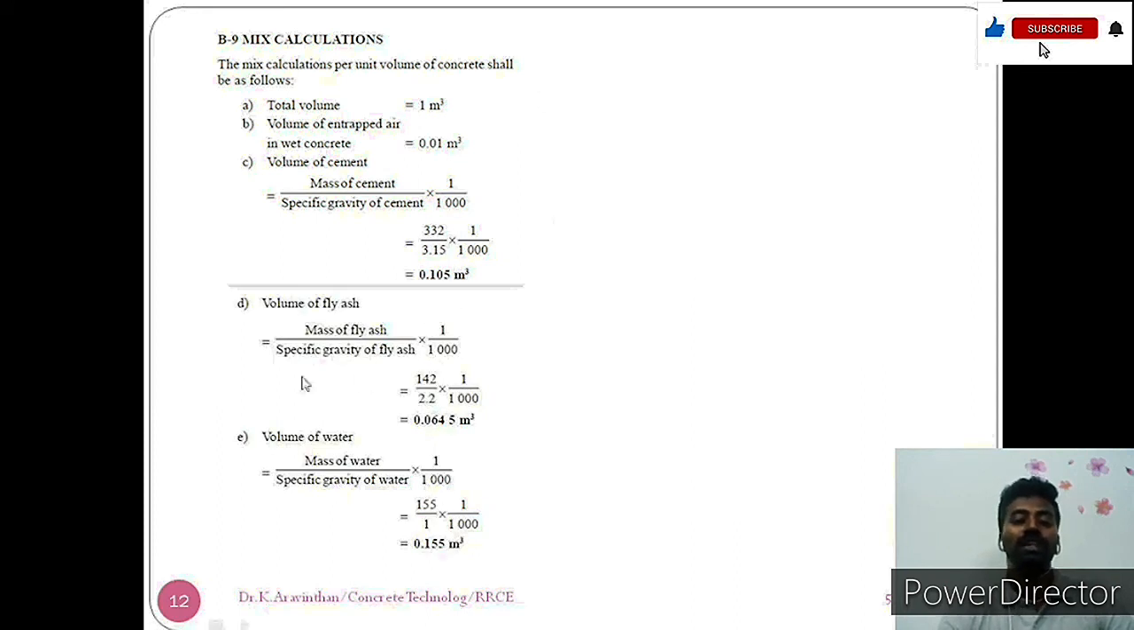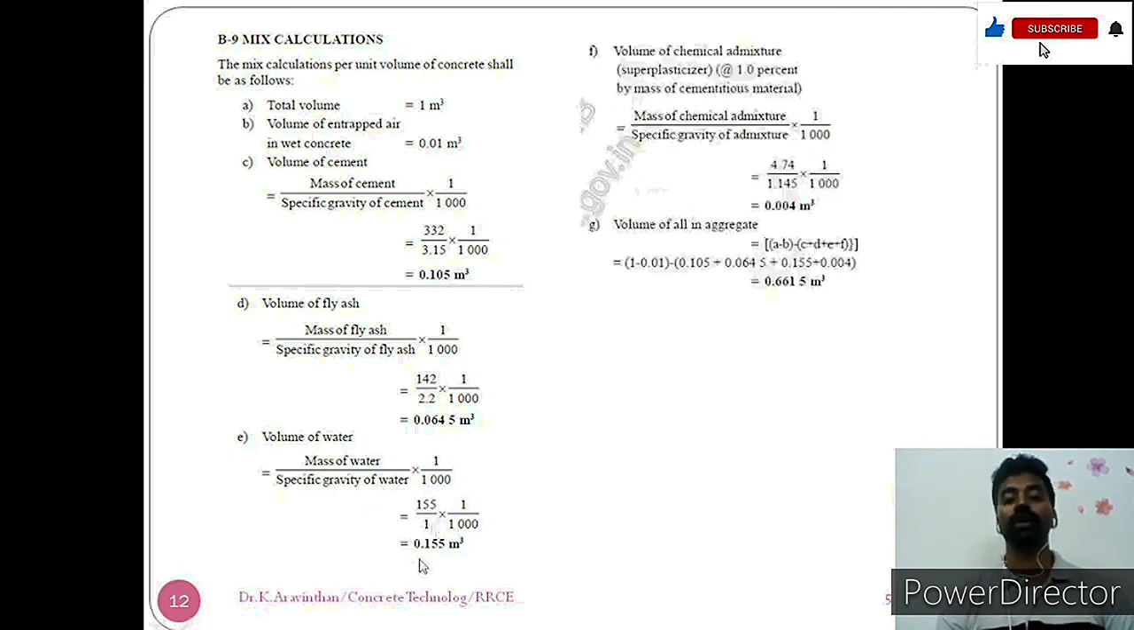And the next ingredient is fly ash. We are adding 142 kg of fly ash and the specific gravity is 2.2. If you multiply by 1 by 1000, you will be getting the value. And for water, 155 kg of water we are using here. The specific gravity of water is 1, hence you will be getting 0.155 meter cube.